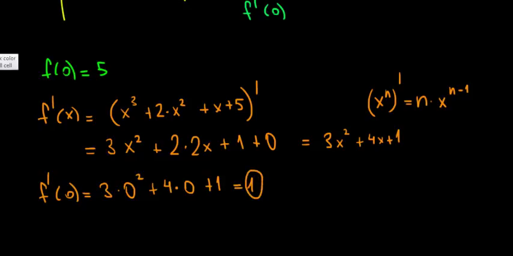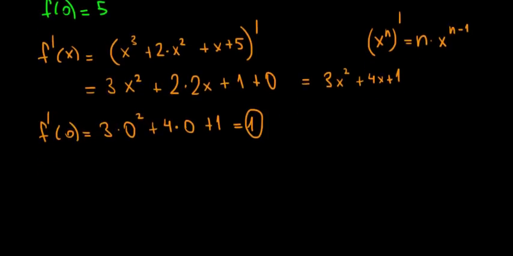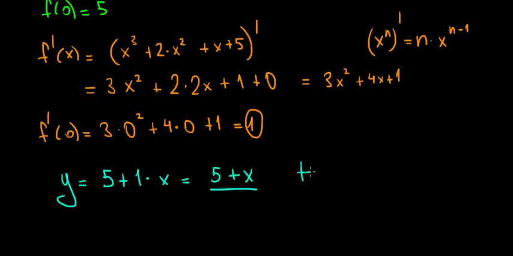So now we have f of 0, which is our intercept, and we have the rate of change, our slope. The tangent line will have the following form: f of 0, which is 5, plus the slope, which is 1, times x, and that's just equal to 5 plus x. So that is our tangent line.